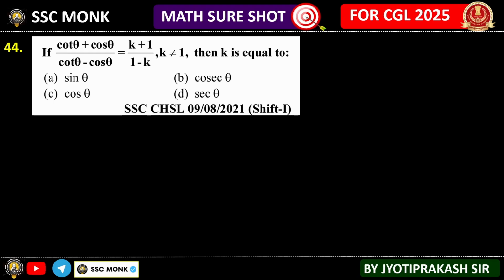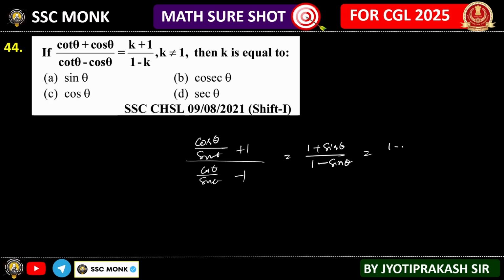Very simple. See, this can be written as cos θ by sin θ plus 1 divided by cos θ by sin θ minus 1. Now see, you take out cos θ, it is gone. So this can be written as 1 plus sin θ divided by 1 minus sin θ, that is equal to 1 plus k by 1 minus k.